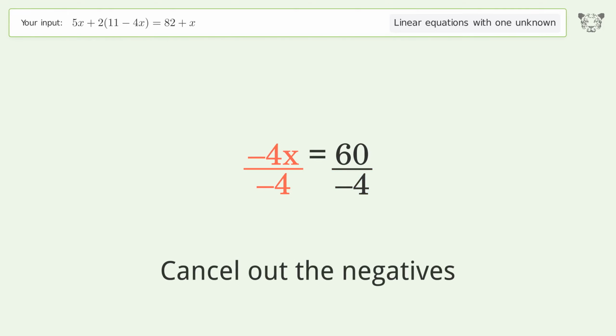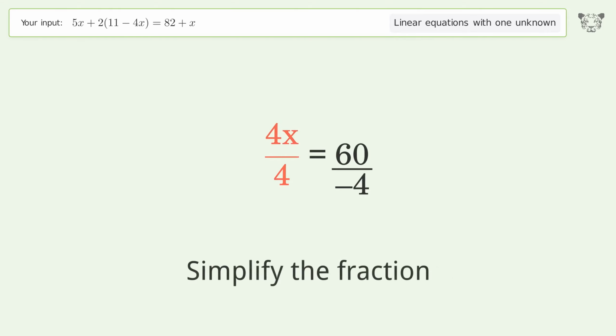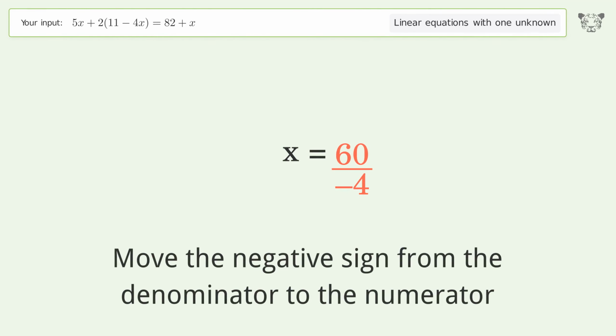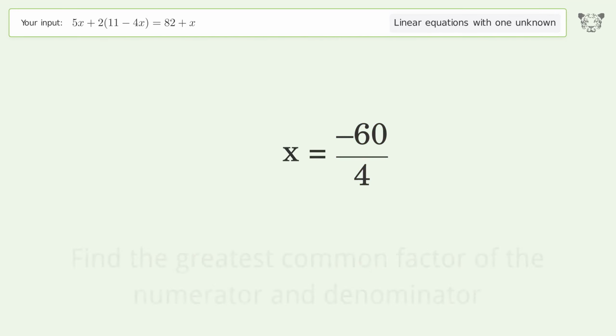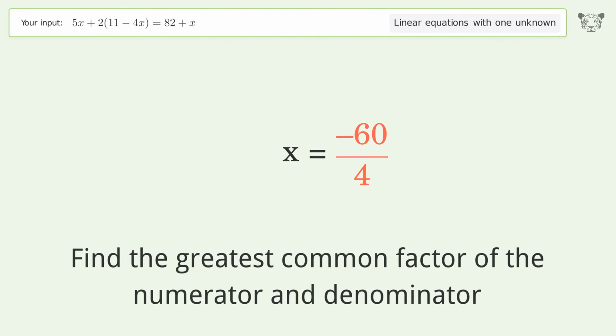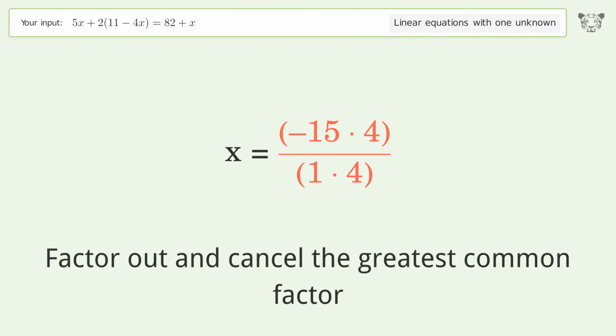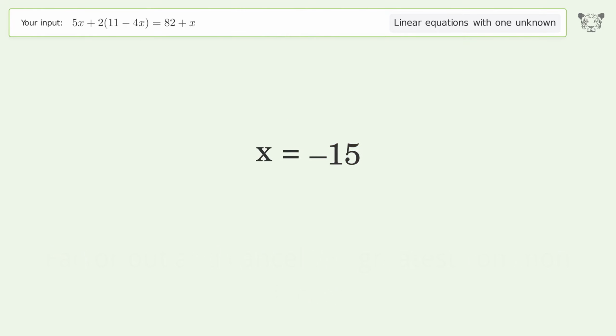Cancel out the negatives. Simplify the fraction. Move the negative sign from the denominator to the numerator. Find the greatest common factor of the numerator and denominator. Factor out and cancel the greatest common factor. And so the final result is x equals -15.